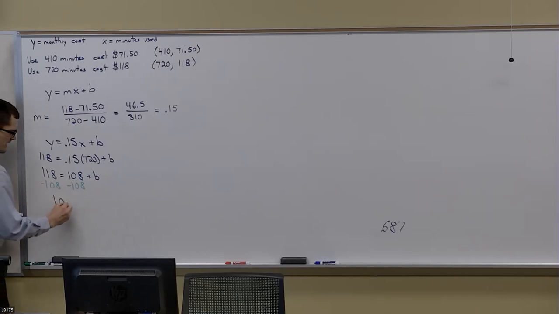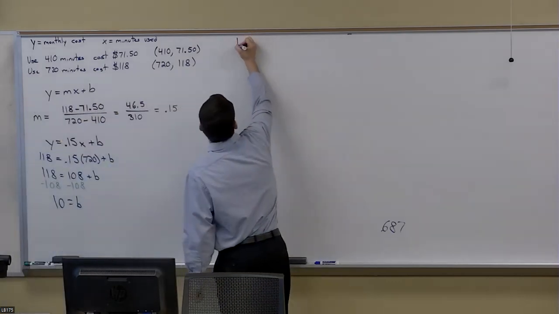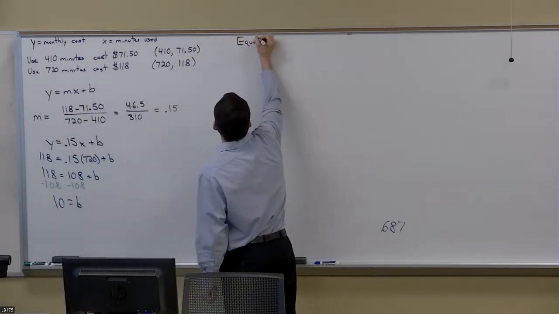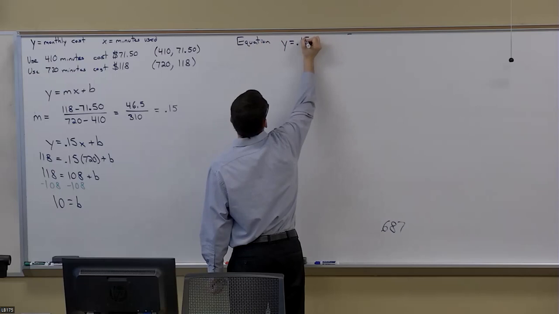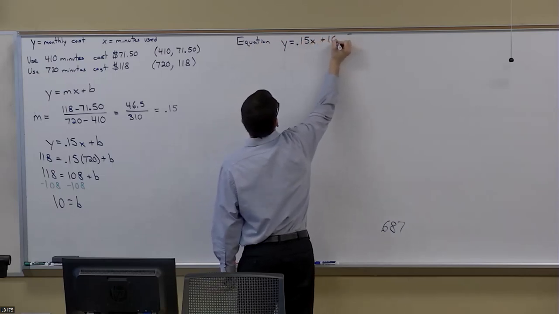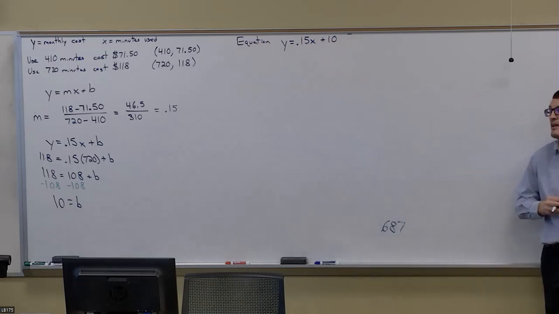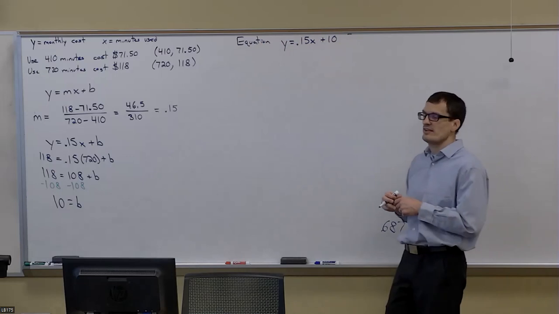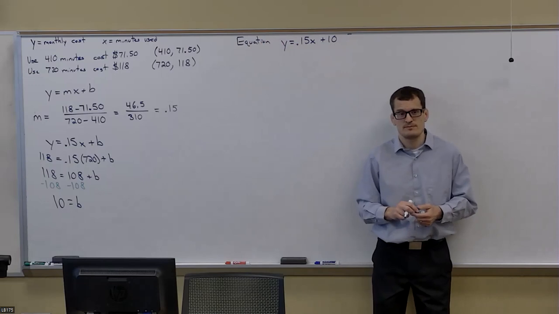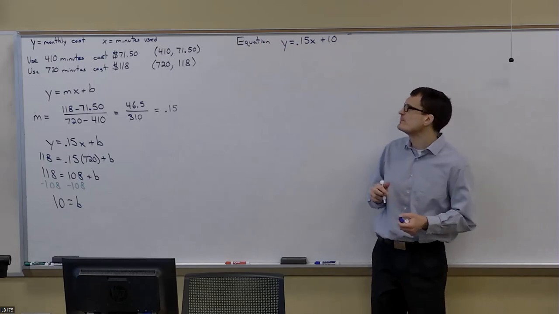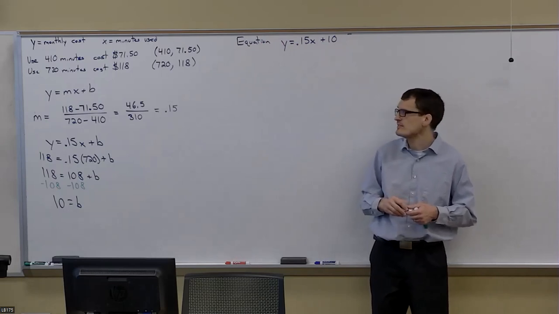Gives a b of 10. So my equation is y equals 0.15x plus 10. So if I was to describe that plan, it would be $10 a month plus 15 cents a minute. So a flat rate of $10 plus an extra 15 cents a minute.